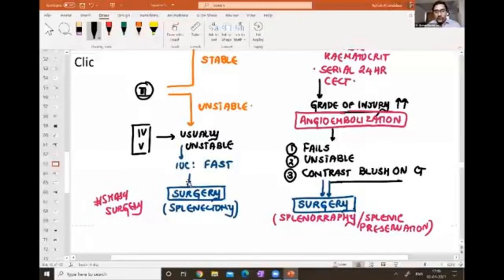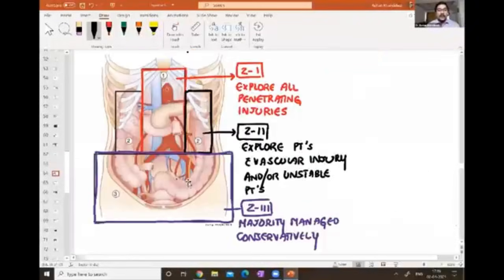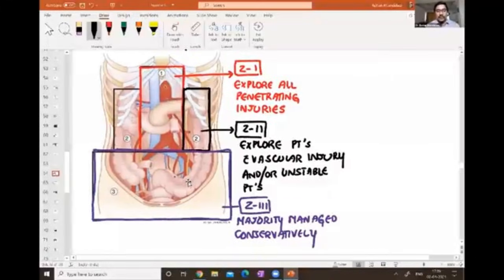There was a question on zones of retroperitoneal trauma in last year's FMG exam. You should know about this. Zone 1 includes the major vessels, and we should explore all penetrating injuries to zone 1. All penetrating injuries to zone 1 should be explored, and zone 1 has maximum mortality.